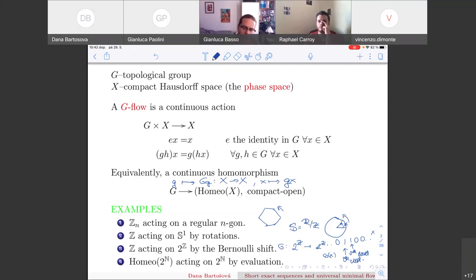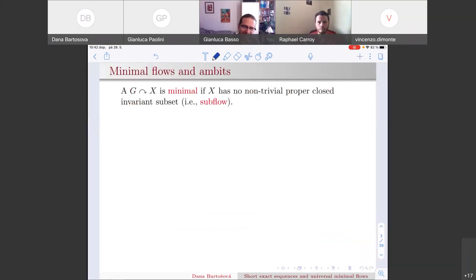The important thing is that we are acting on compact spaces. When you say dynamics, usually you're talking about real dynamics, and then you will not have these restrictions, but we are not heading into differential equations. Okay, so what I'm studying mostly are minimal flows, and hopefully I'll give a good reason for that. A flow is minimal if it's minimal with respect to inclusion. That means that it doesn't contain any non-trivial proper subflow.